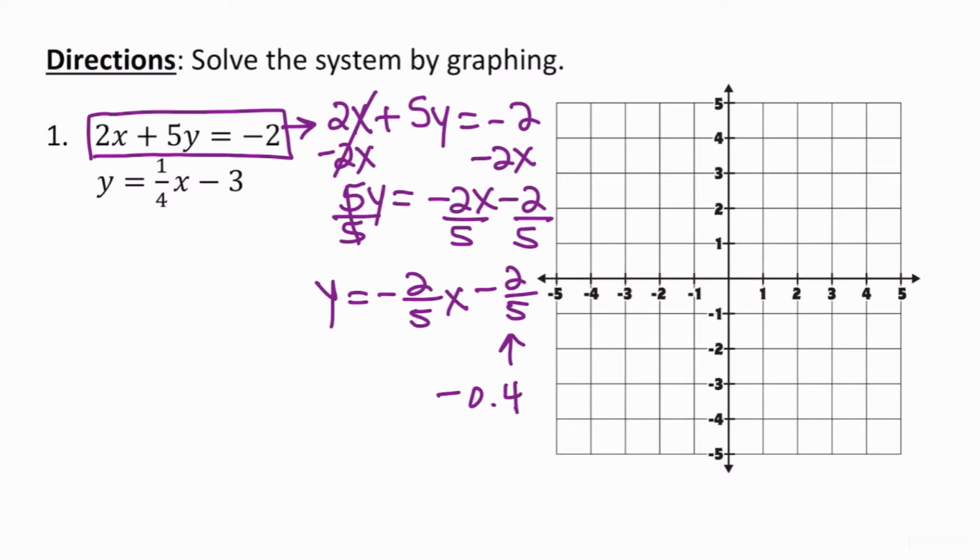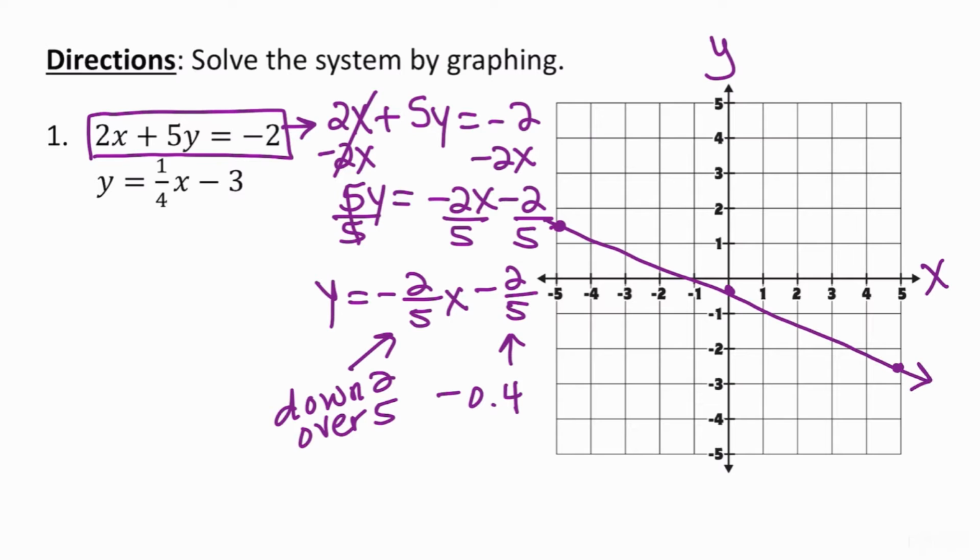That means that I have to go to the graph. Here's my x-axis, here's my y-axis, and I have to find -0.4, which is going to be somewhere close to the halfway mark. And then the slope tells me to go down 2 and then over 5. So from this point that I have here in purple, I'm going to go down 2, 1, 2, and over 5. 1, 2, 3, 4, 5, which is the same thing as going up 2 and left 5. So I'm going to go up 2 and then left 1, 2, 3, 4, 5, just to get a better looking line. So there is my first line.